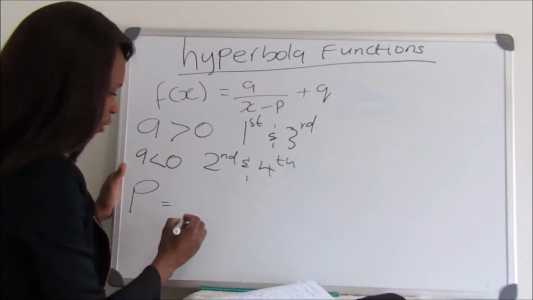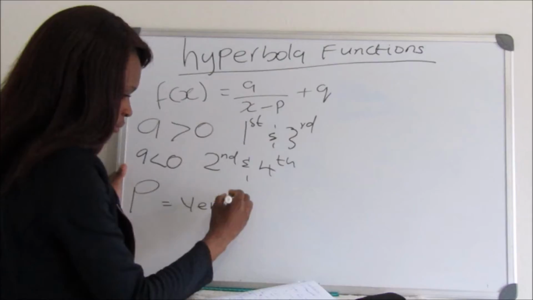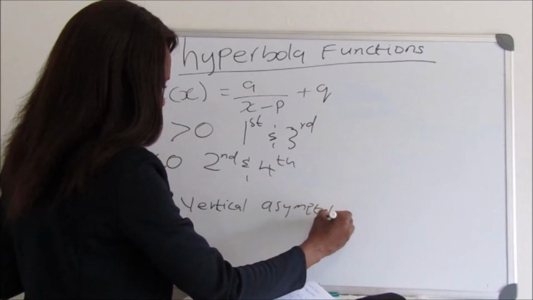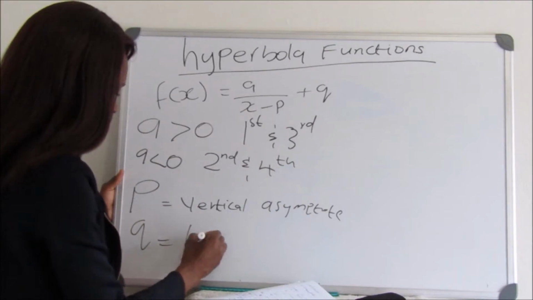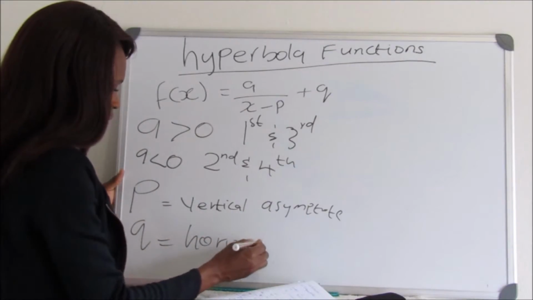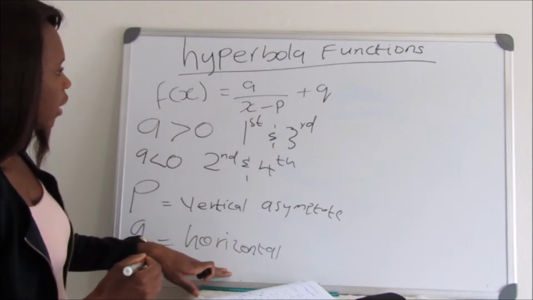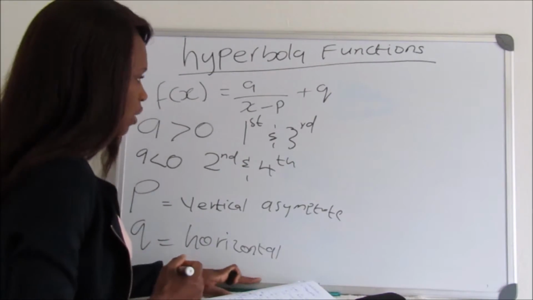Another thing that we have to take into consideration is p. p is our vertical asymptote, and our q is our horizontal asymptote as well.